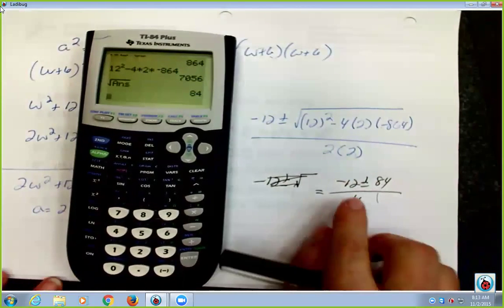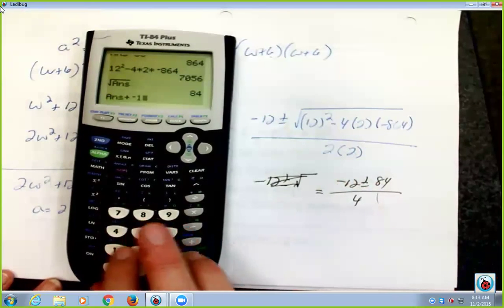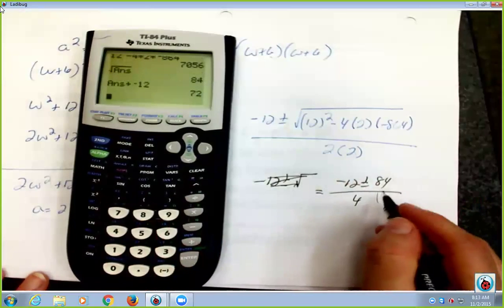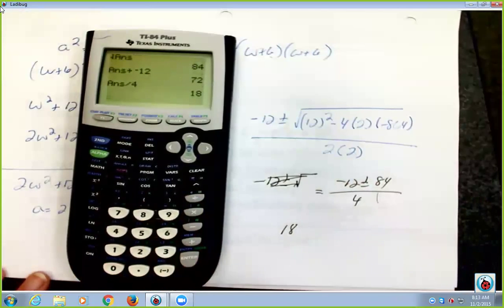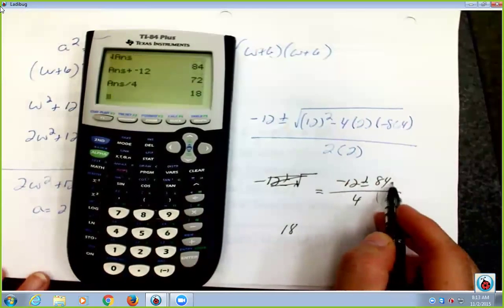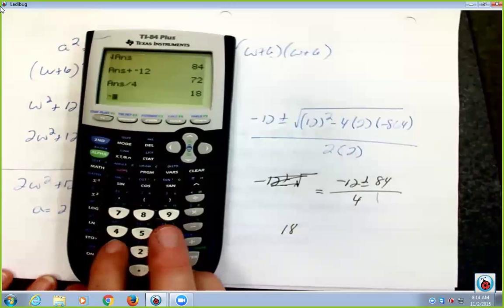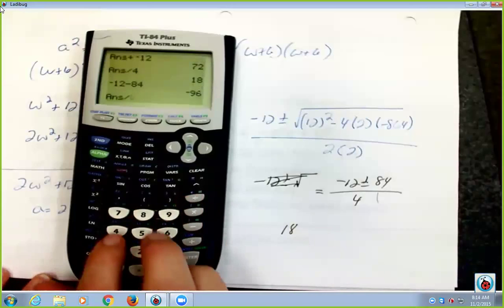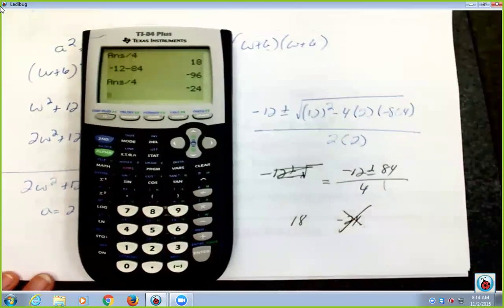So then go through and do my math. Negative 12 plus 84 is going to give me 72. 72 divided by 4 will give me 18. The negative root, negative 12 and a negative 84, will I use that? What do you guys think? Negative 12 minus 84 is going to give me negative 96. Divide by 4 will end up giving me a negative 24, but I can't use that answer because it's negative.